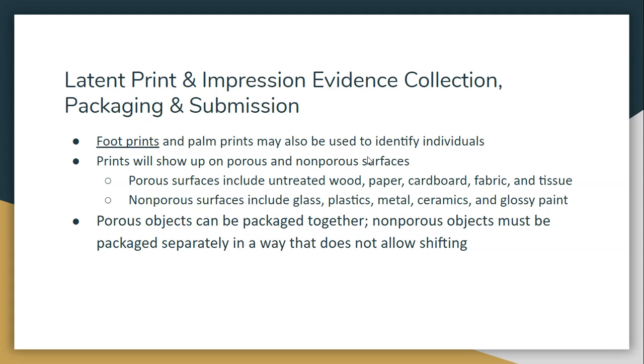Other types of impression evidence can include footprints or palm prints. They can also be used to identify individuals. These prints can show up on porous and non-porous surfaces. Porous means if I get it wet, it's going to soak up the water. So untreated wood, paper, cardboard, fabric, and tissue are porous. Non-porous surfaces are if I spill water on it, it's just going to be a water puddle. So glass, plastic, metal, ceramic, and glossy paints are non-porous.